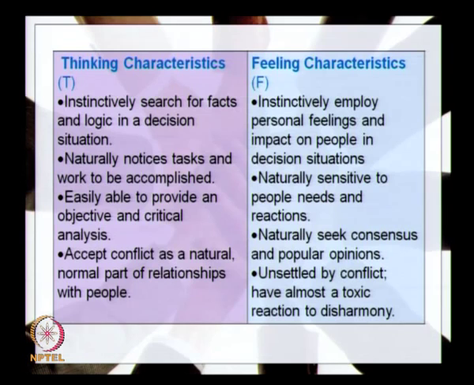And they are unsettled by conflict, have almost a toxic reaction to disharmony. So they are unsettled by conflict, and they have a very toxic reaction to disharmony. They do not really accept disharmony, they want to have a very harmonious relationship with everybody. So that is the difference between thinking and feeling characteristics, okay. Any questions?